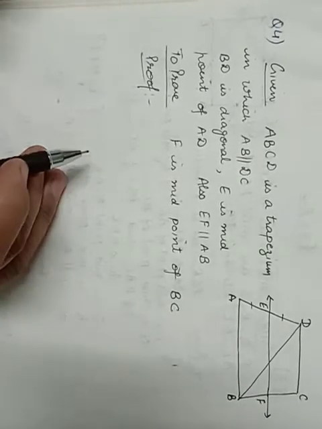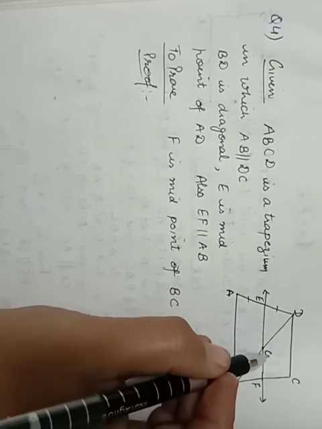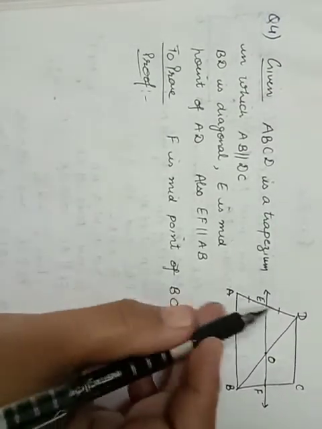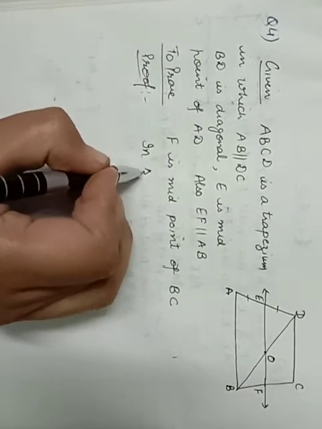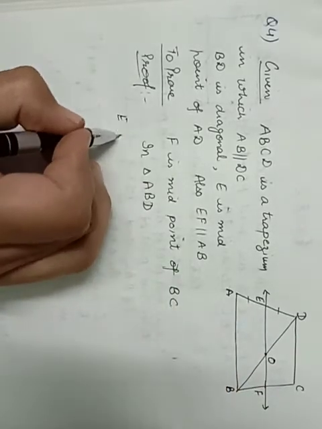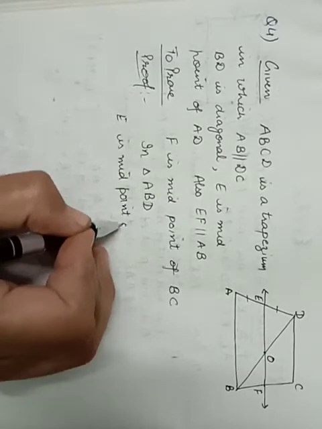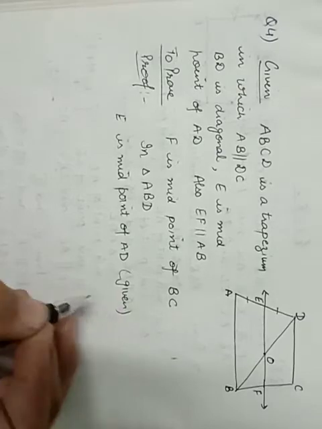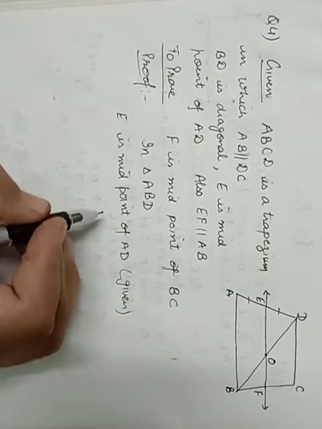Now let's start the proof. Let us take this point as some other, let us name it. Suppose this is O. Now in triangle ABD, E is the midpoint of AD, given, and EF is parallel to AB, given.